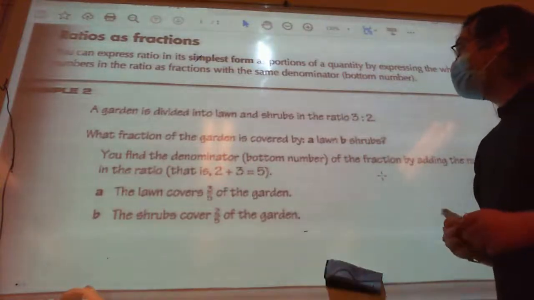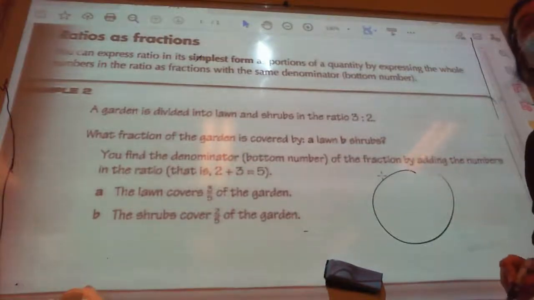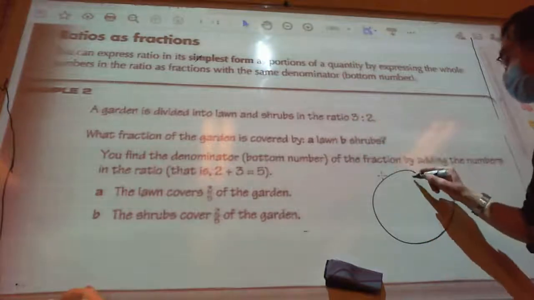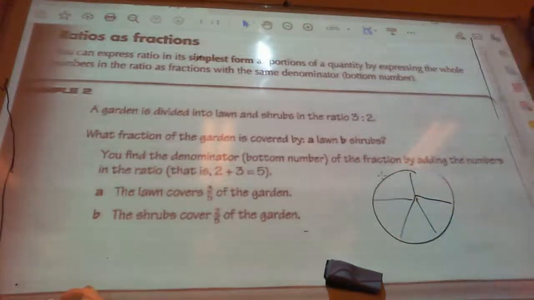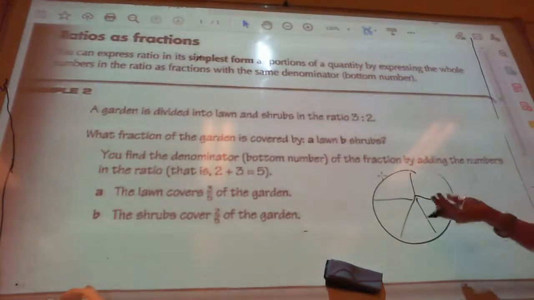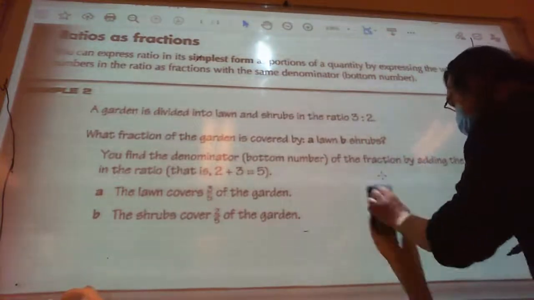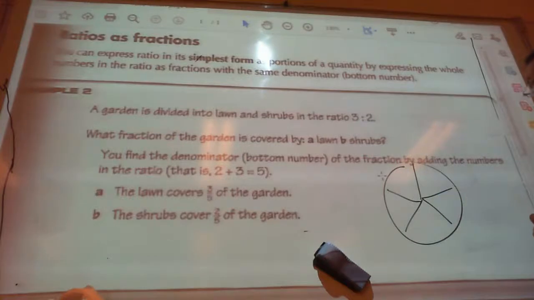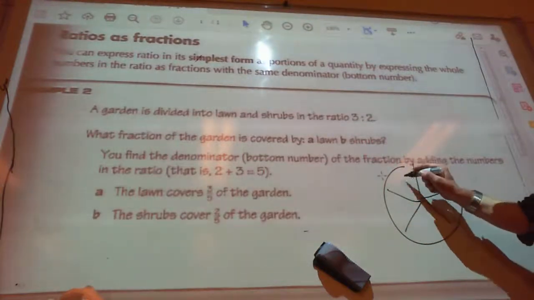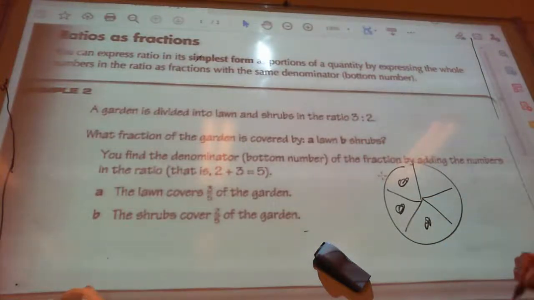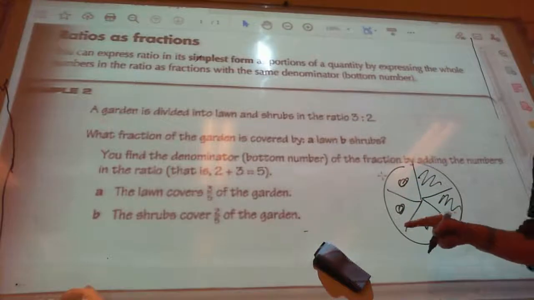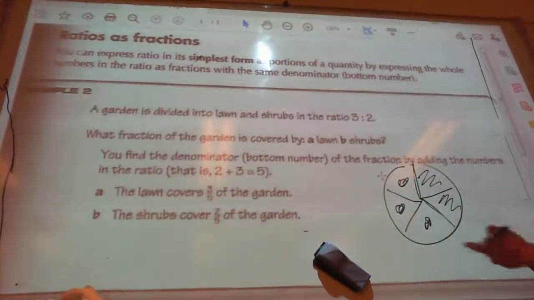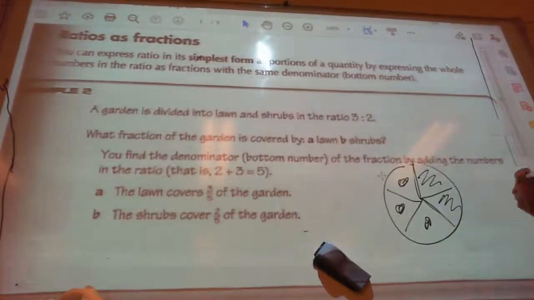Okay. So the lawn will cover 3. You see? You have the land, you split it. You have 3 parts for the lawn and 2 parts for the shrubs. Imagine that you're splitting it into 5 equal parts. It's not really correct here. If I want to do it properly, it should be like this: 5 parts. So you have 3 parts for the lawn, and for the shrubs, 2 parts. So indeed, the lawn will cover 3/5 of the garden, while the shrubs will cover 2/5 of the garden. Okay, understood?